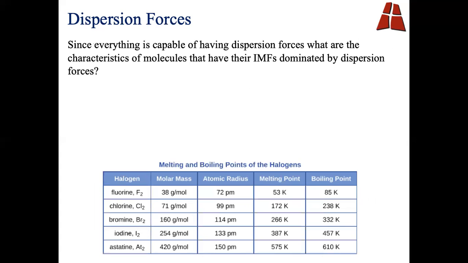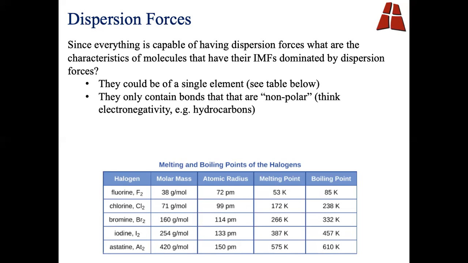Okay. So what sorts of molecules tend to have dispersion forces? How do we identify them? One characteristic of elements or molecules that have dispersion forces is that they could be a single element. Even when it's a molecule of a single element, like our halogen series here, F2, Cl2, Br2, I2, At2, all of those are a single element, but they're dominated by dispersion forces.